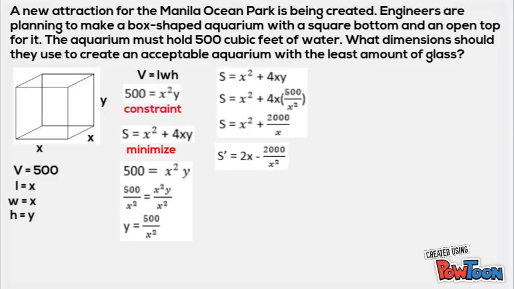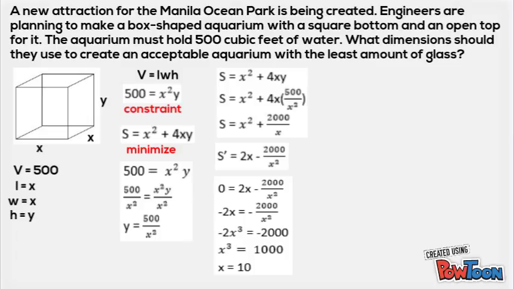We differentiate s and we get 2x minus 2000 over x squared. Equate the derived function to 0, solve for x, and we get x equals 10. Now that we have solved for x, we are going to substitute this into the y function to solve for the y value. So y equals 500 divided by 10 squared, which is equal to 5.